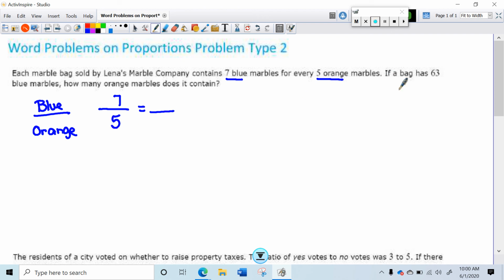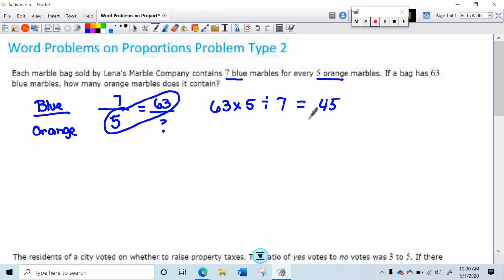If a bag has 63 blue marbles, so that's blue, so that goes on the top, 63. How many orange marbles does it contain? So you want to go with the numbers that are diagonally across from each other that you know what they are, and you want to multiply those and then divide by the number that's not circled. So 63 times 5 divided by 7 is 45. So there are 45 orange marbles.